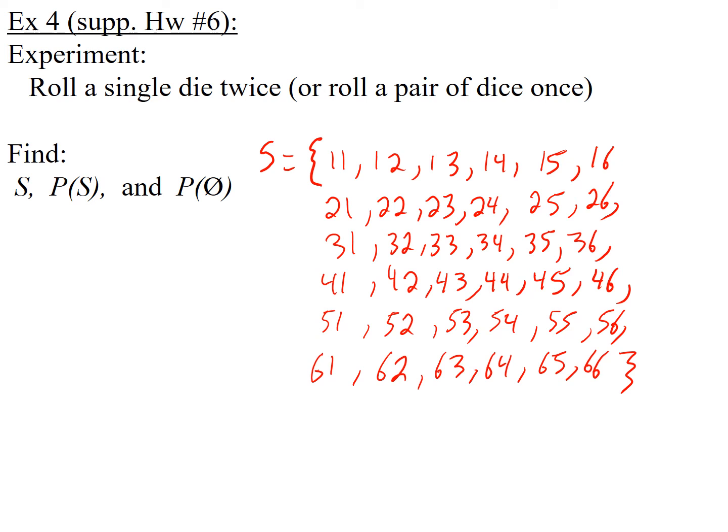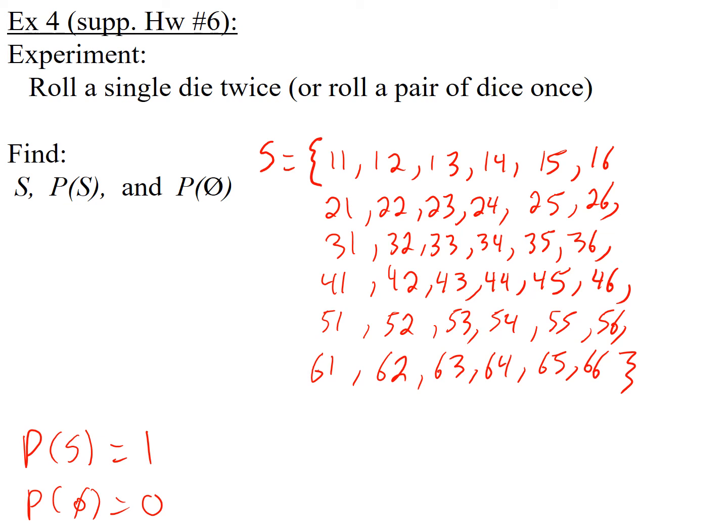Real quick, let me just go ahead and write the answers for the probability of the sample space. So we know the answer already is 1. And the probability of the empty set is 0. Again, that's true for any problem. There's work you could show, but I don't really need it. You could just write that.